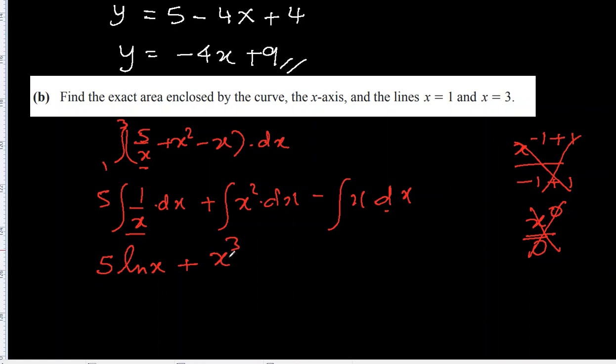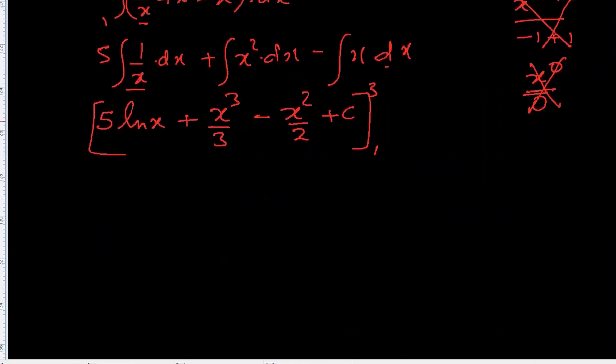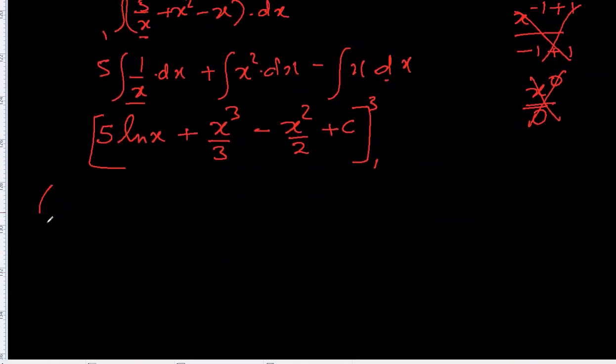And then x square will be x cube over 3 by the normal method of adding 1 to the exponent and dividing by the same exponent. Similarly here it will be x square over 2, and we will add c, and it is from 1 to 3. That becomes our definite integral. Let's substitute the values one by one.